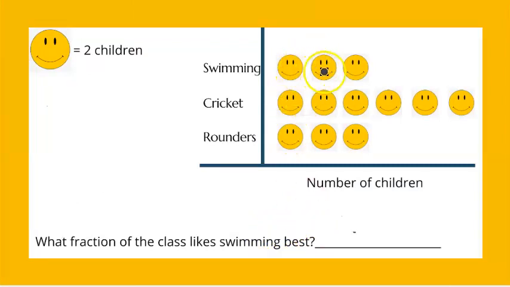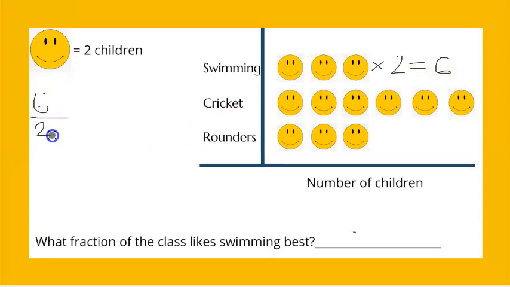Next, what fraction of the class like swimming best? Swimming is 3, times 2. Remember, that gives me 6. So 6, I'll write that again, 6 over the total number of children in class. Remember, I have total number of children 1, 2, 3, 4, 5, 6, 7, 8, 9, 10, 11, 12. 12 times 2 is 24.